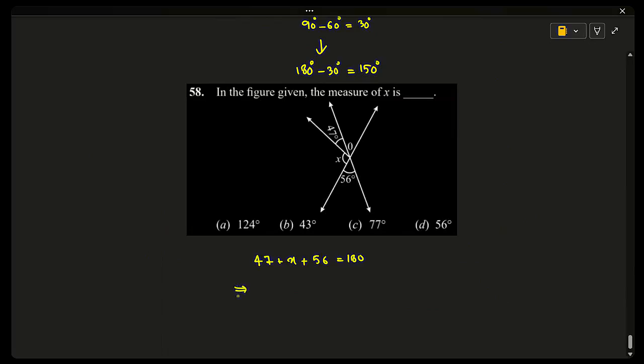So 47 plus 56 you do, that is 103. So x plus 103 is equal to 180. Transpose 103 to the right side, x is equal to 180 minus 103. You will be getting 77 degrees. Option C.